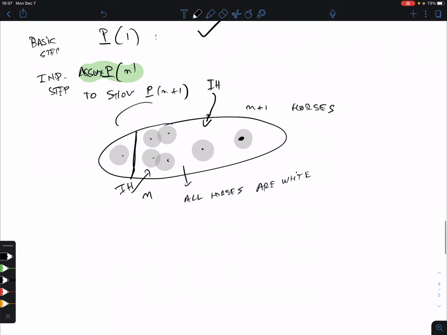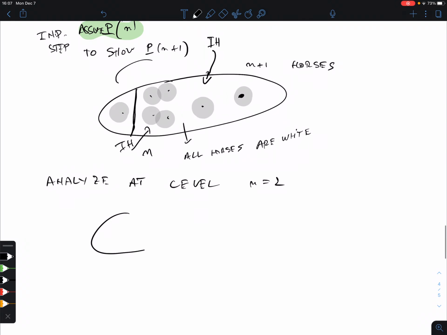Let's analyze this at level 2, the very first next step. Let's do the same proof that I did here. So we have two horses, one of which is white. Okay, that's the assumption. I'm assuming P2. N is, at level, I said 10. So I should say it this way.